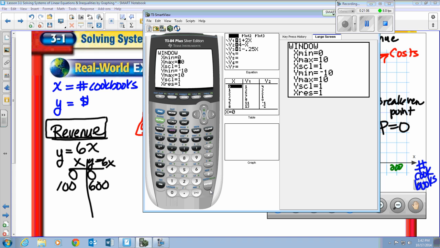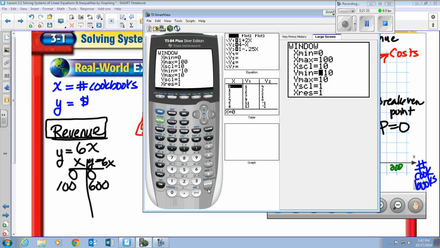Do I only want to sell 10? We just solved the problem. How many did it take to make a profit? 51 or more. So maybe I'll want to go to 100. Now, I like the calculator and all, but I really don't want it to decide for me. This X scale tells me what I'm counting by on my x-axis. If I count by 1, it's going to show me every little tick mark from 0 to 100. So I can count by 10s or 20s or 15s or 5s or whatever I want.